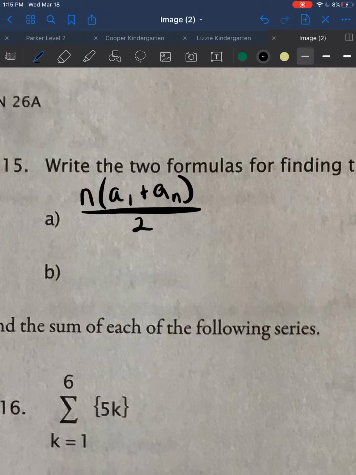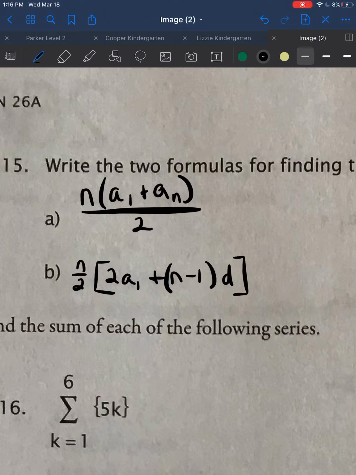Okay, the second way you can write this is n over 2. He did squiggly brackets somewhere in there. Please don't use squiggly brackets inside here. Use a bracket. 2a sub 1 plus n minus 1 times d. If you notice, this is really a throwback, and you can see the formula we just did, the a sub 1 plus n minus 1 times d.